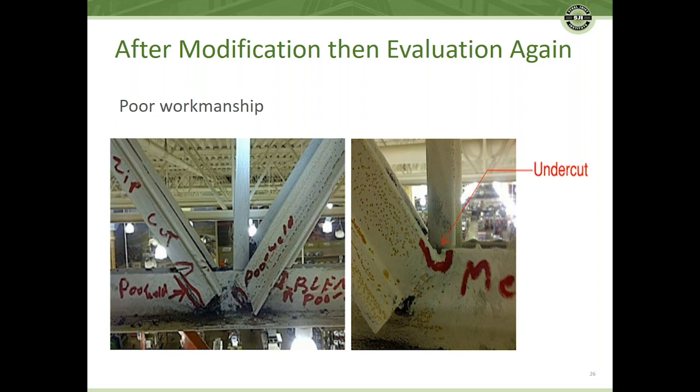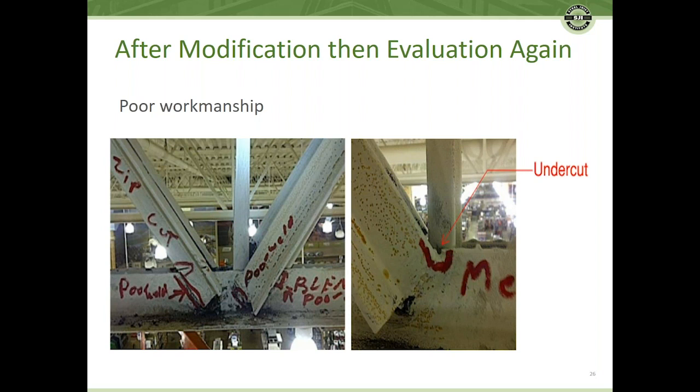And so you can see the inspector wrote a whole bunch of things about what he didn't like about that repair. And in this particular case, the repair was probably worse than not doing anything at all. You can see that there are some undercut and some poor welds, and that's always a question now.